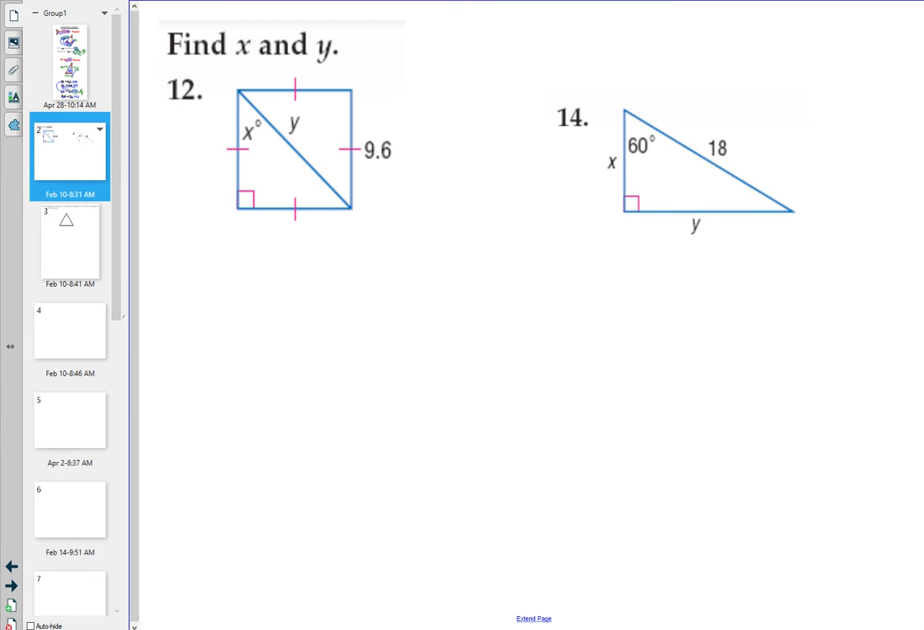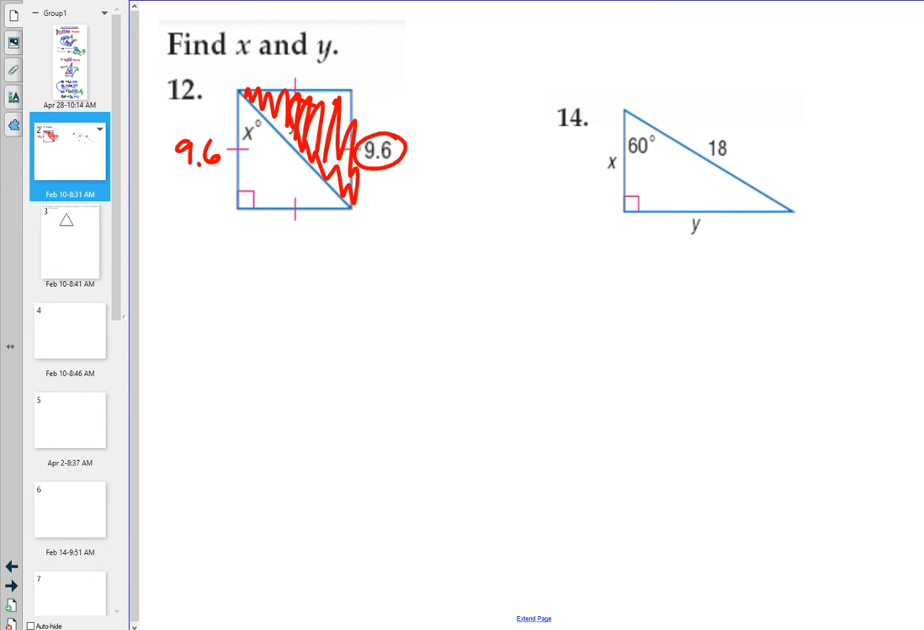Okay, let's look at this first one, the one that says number 12 next to it. They want us to find x and y. What do you see right next to the x? A degree symbol, right? That means that x is an angle measure. So really, we can ignore this whole triangle over here. Even though what they're giving us is a square, the only reason we need that is to know that because one side is 9.6 and all the sides are the same, this side is 9.6.